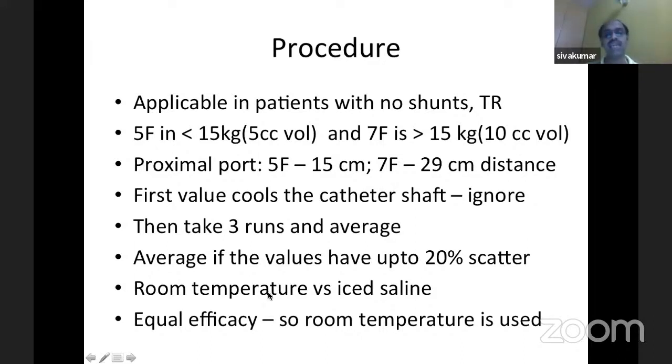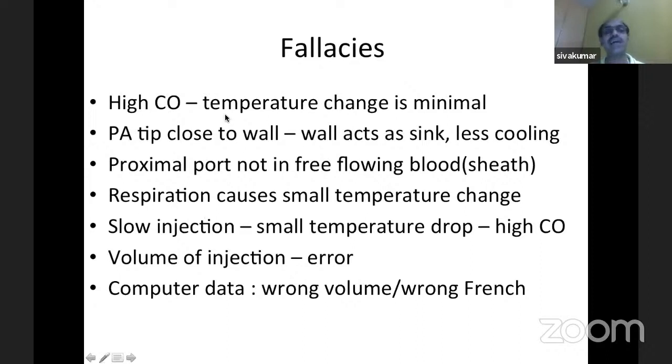Room temperature saline is preferred rather than iced saline because iced saline may induce hypothermia and arrhythmia. And it has been shown that even room temperature is sufficiently good enough. In the cath lab, the normal room temperature is around 21 to 25 degrees, which is significantly lower than the patient temperature of 37 degrees. The fallacies are, whenever there is high cardiac output, the temperature change is quite minimal.